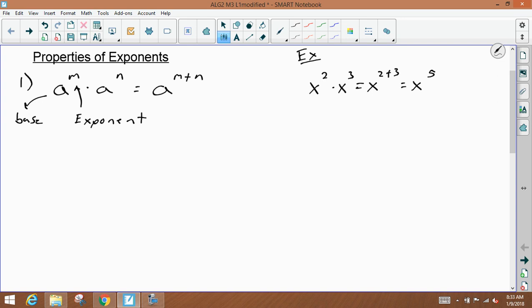Our next property we're going to use is that if I have some a to the m to the n power, that's going to be the same thing as a to the m times n. So my example would be that if I had x to the second power to the third power, that's going to be the same as x to the 2 times 3 power, which is x to the 6.